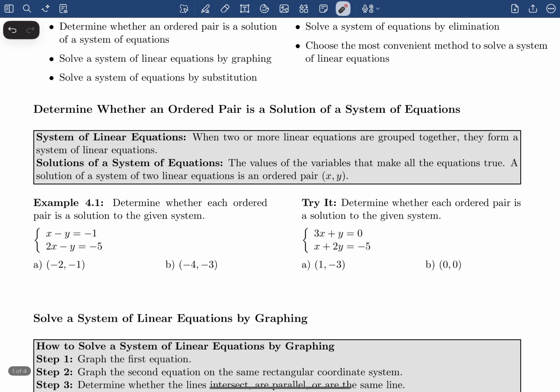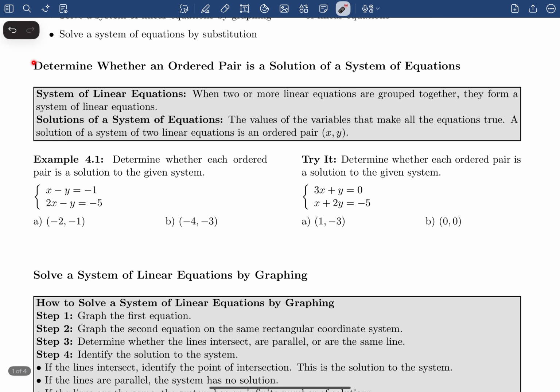Great. Let's begin talking about determining whether or not an ordered pair is a solution of a system of equations. Well, what is a system of equations? When two or more linear equations are grouped together, they form a system of linear equations. In fact, here is a visual for you. Here I have curly brackets, and inside of that set of curly brackets, I have two linear equations. This is a system of linear equations. Okay? So how do we solve them? That's what today is all about.